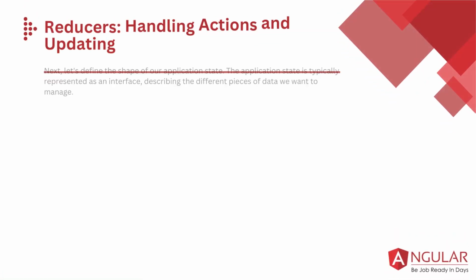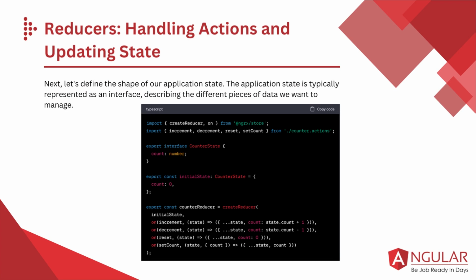2. Reducers handling actions and updating state. Reducers are pure functions that take the current state and an action as input and return a new state based on the action. The reducer evaluates the action's type and performs the corresponding state modification.